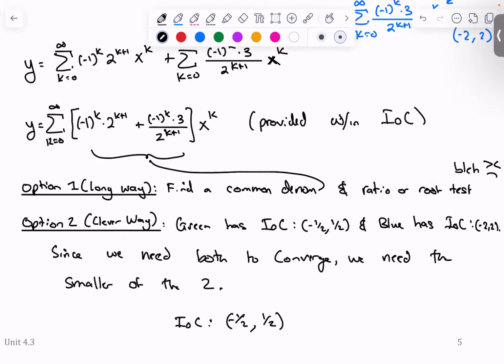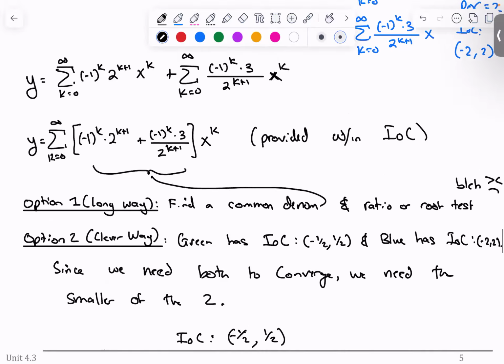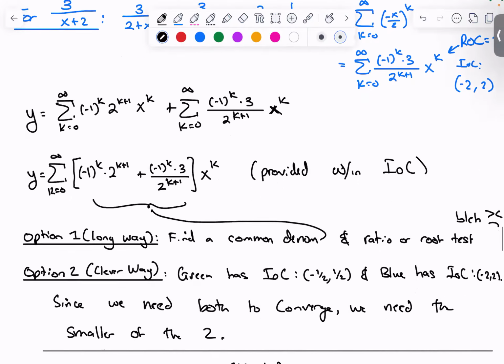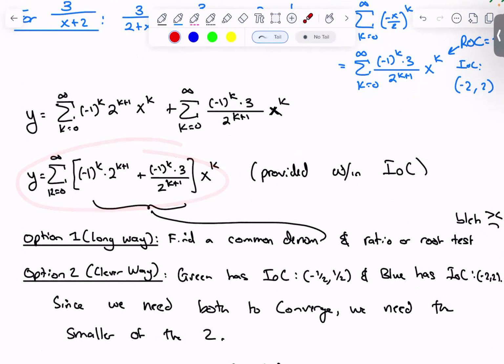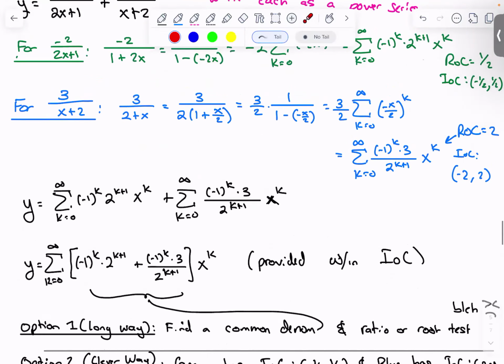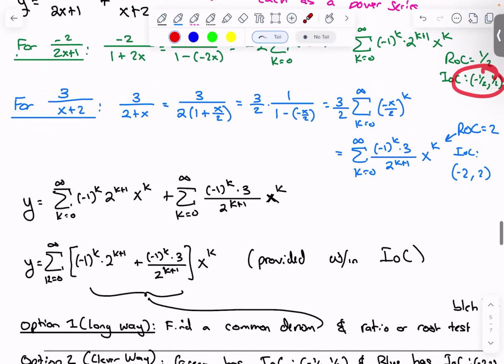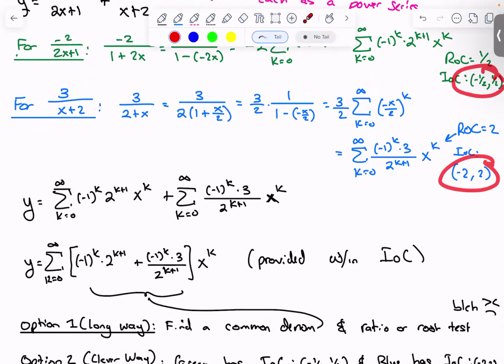So it's kind of a situation. This new series, this power series, has its hands tied. It has to satisfy both of them. And since this interval is contained within this interval, it has to go to the -1/2 to the +1/2. Any questions on that?